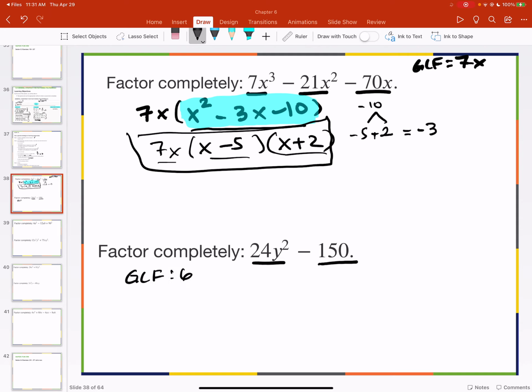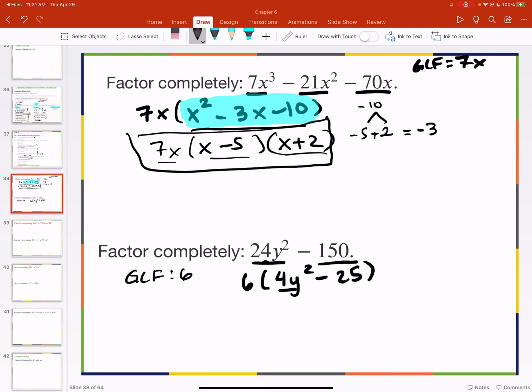Just to recall, how did I find the GCF of 6? I just kept dividing by even numbers, because these are both even. I started at 2, then went up to 4, then up to 6, and it worked. Because it's also divisible by 3, and if something's divisible by 2 and by 3, it's also divisible by 6. Taking out a 6 leaves me with 4y squared minus 25.